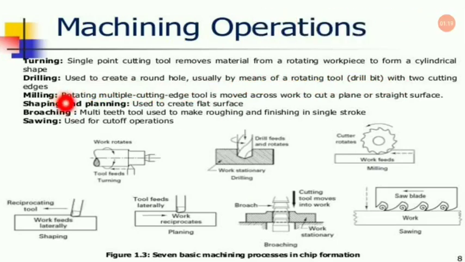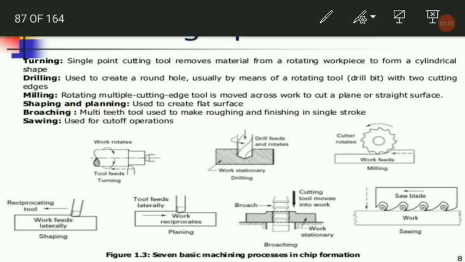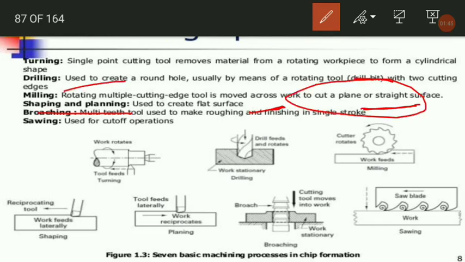So you are well acquainted with this turning and drilling operation. Now next is your milling. Milling we also have discussed. It is a rotating multiple cutting edge tool moved across the work to cut a plane or straight surface. Okay. Next is your shaping and planing. It is used to create flat surfaces. Milling is also to cut a plane or straight surface, and shaping and planing are also used to create plane surfaces. Okay, but milling has many more operations also.